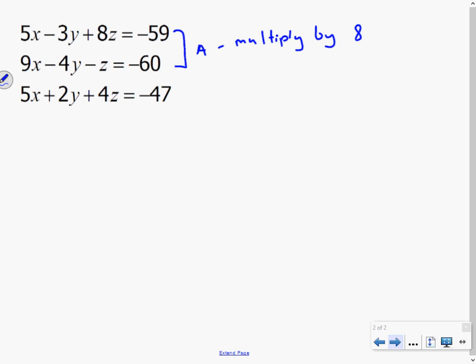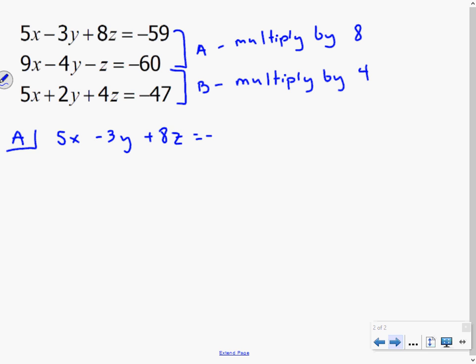And I'm going to do the middle and the bottom equations here for b, and we're going to multiply the middle equation by 4. That way we get a negative 4z in that middle equation. So let's go ahead and set these up. So a is going to be 5x minus 3y plus 8z, and that's equal to negative 59.